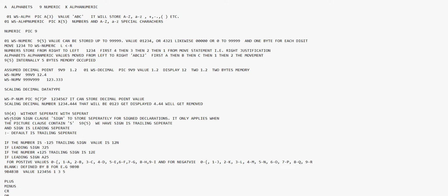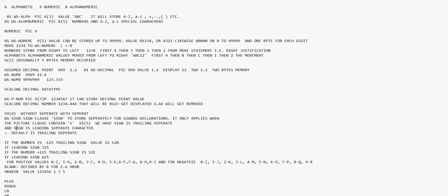For example, if I mention sign is leading separate character, what is this leading separate character? For any value, say we have -125, here there are 3 digits, but the sign is also there, so 4 bytes of memory it will occupy internally.